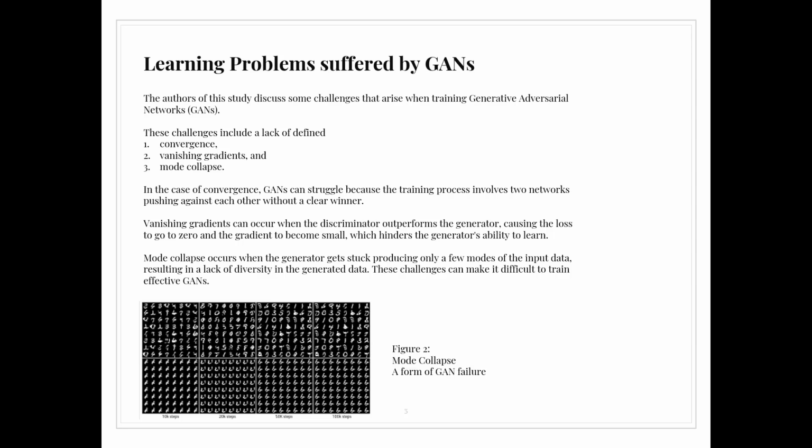The figure shows samples generated by 2 different GANs. Row 1 has all 10 modes, i.e. all characters from 0 to 9, whereas row 2 has only 1 mode, for 6. This is mode collapse, a form of GAN failure.